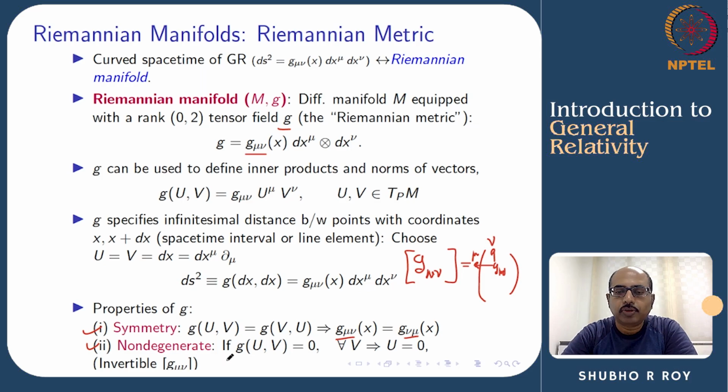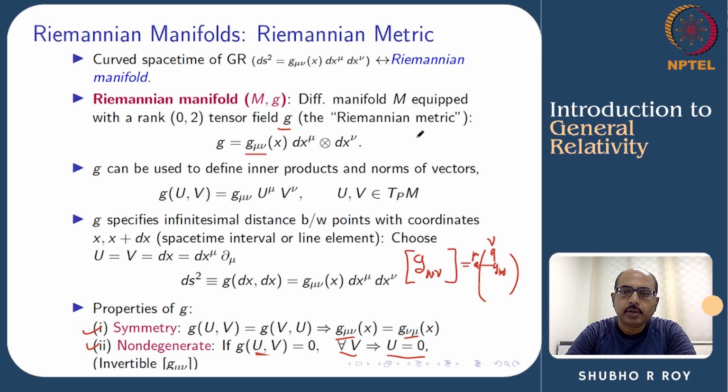And the second condition is non-degeneracy, which tells you that if the inner product of a vector u with any and all vectors v vanishes, then there is no other solution other than the fact that u is the null vector. Remember, a null vector is a vector whose components are all 0 in any basis.